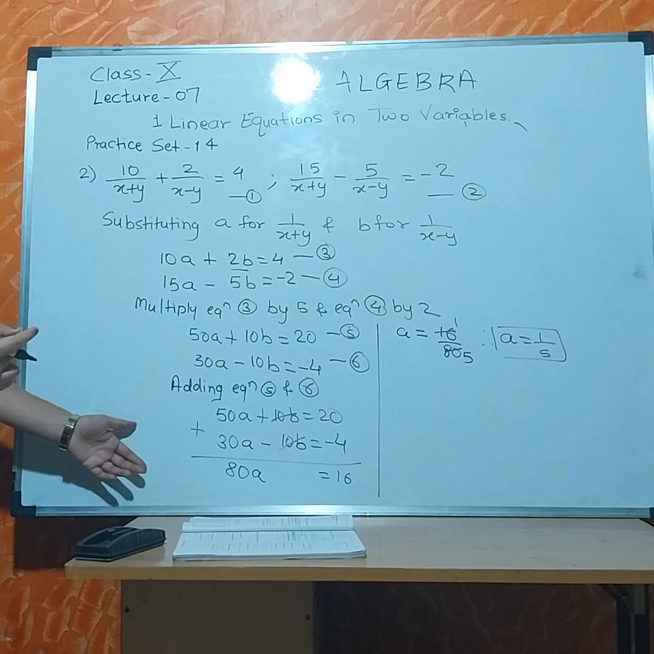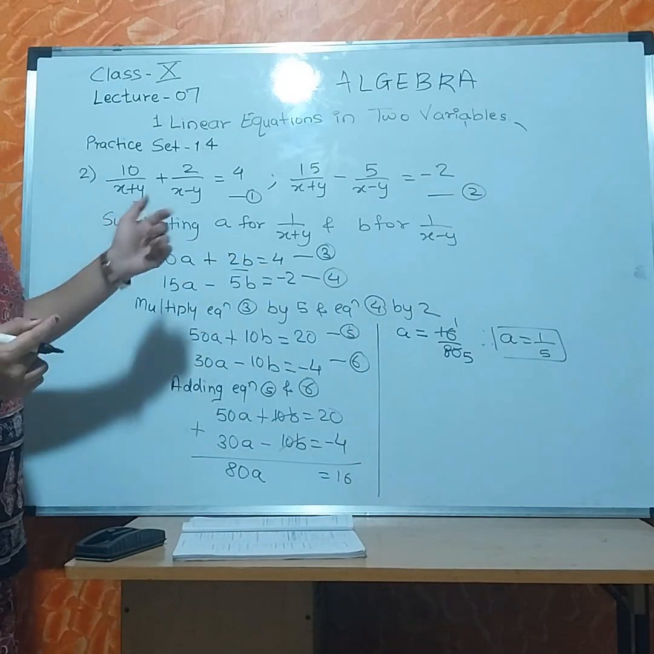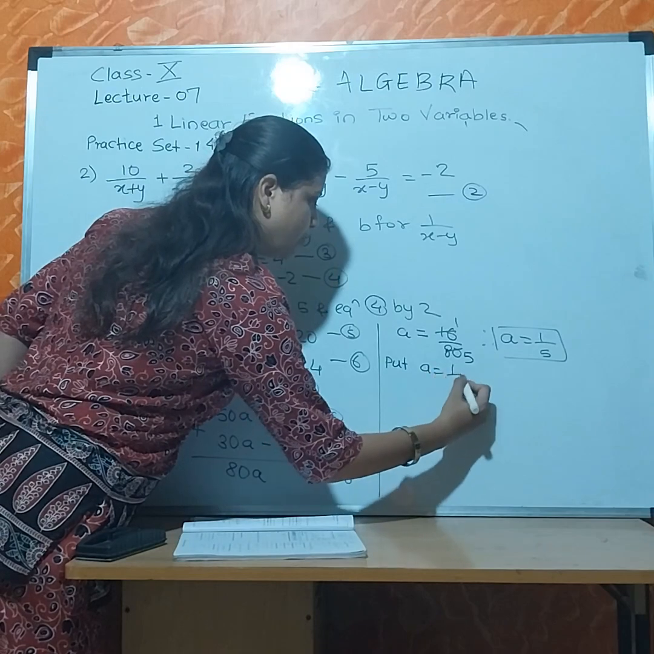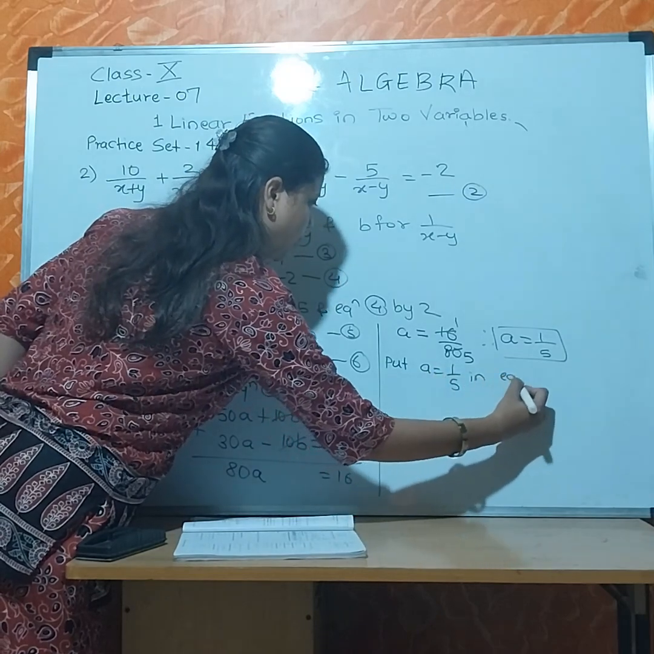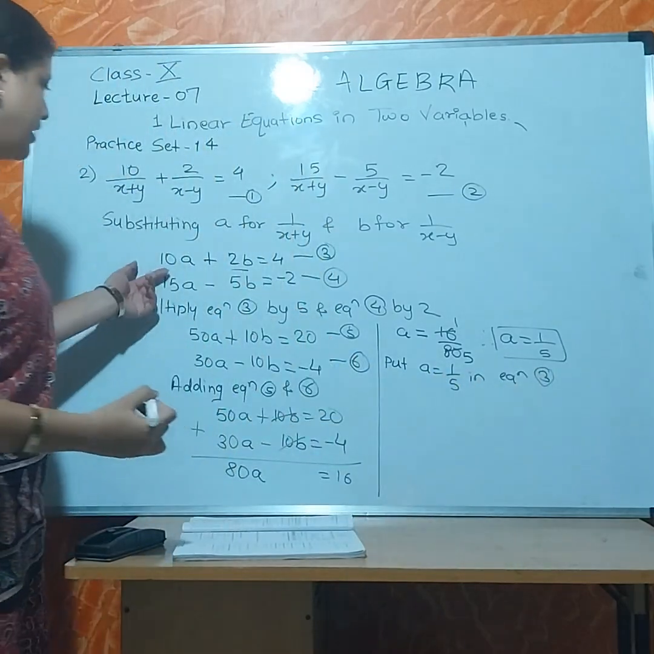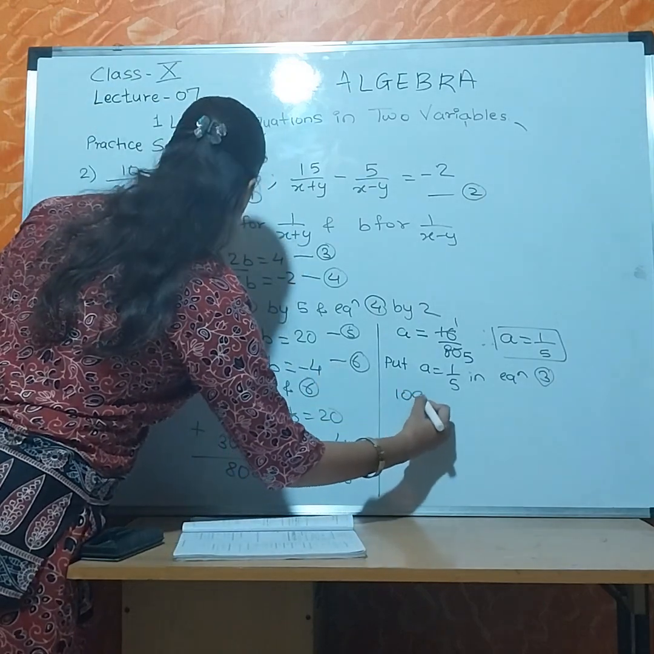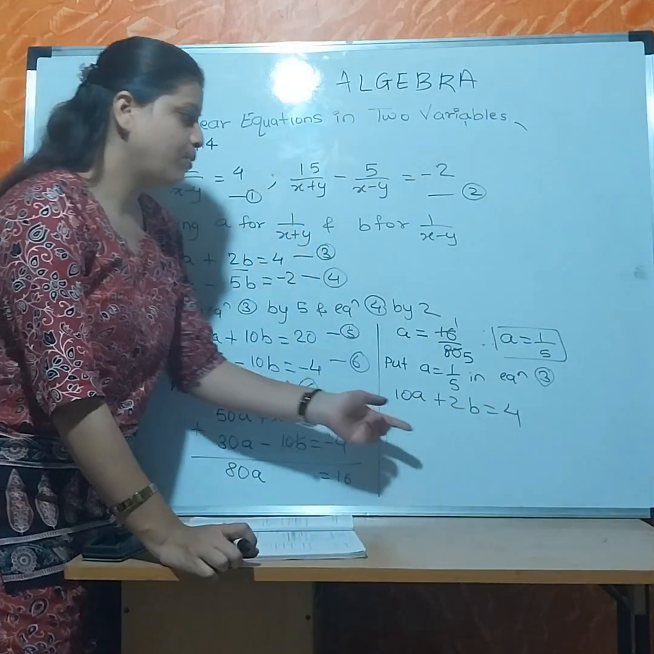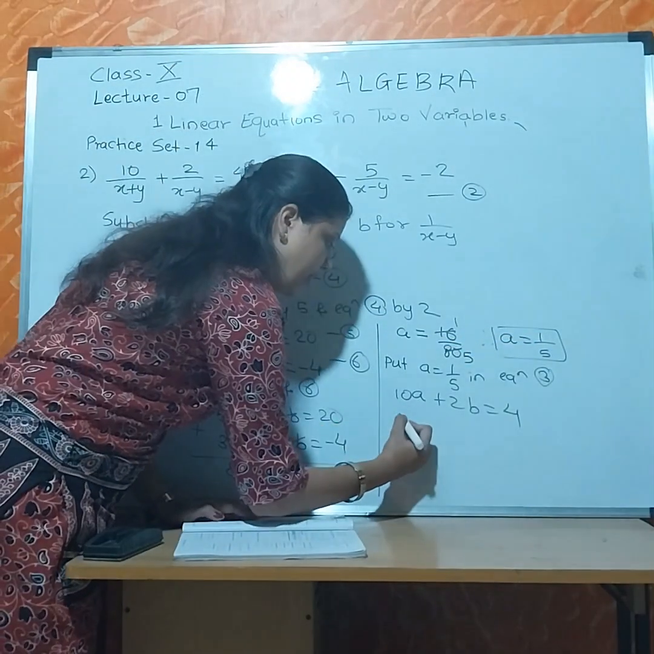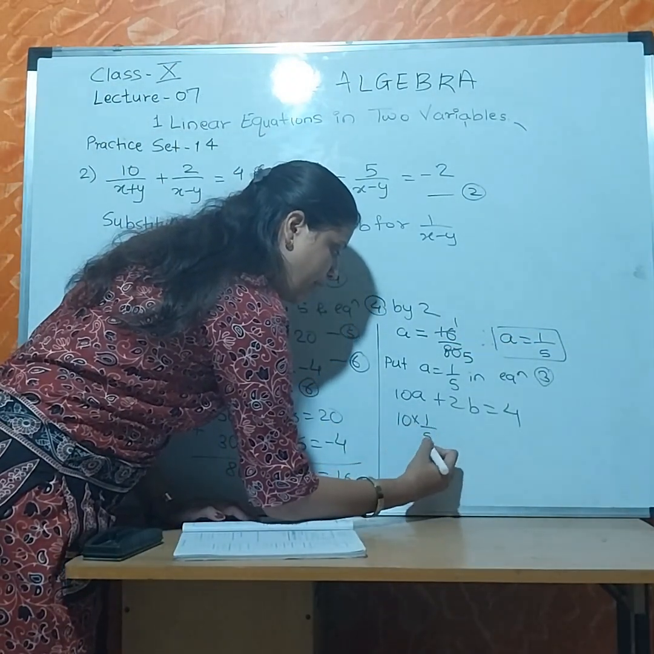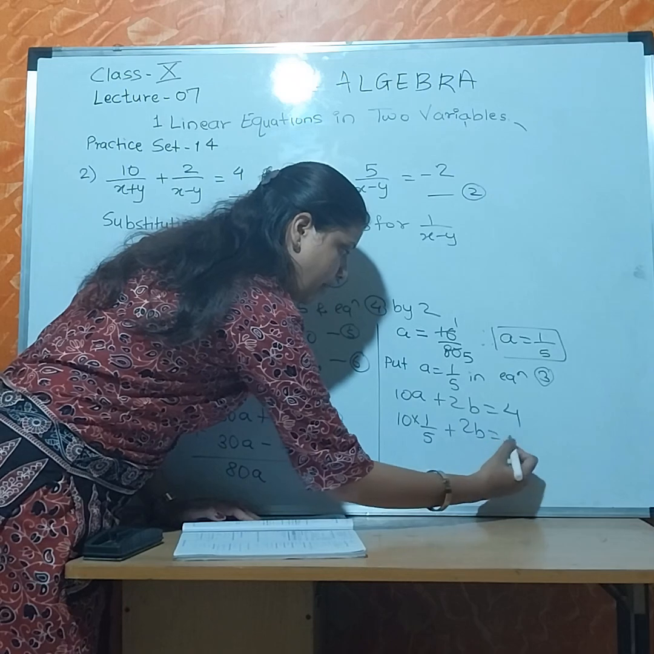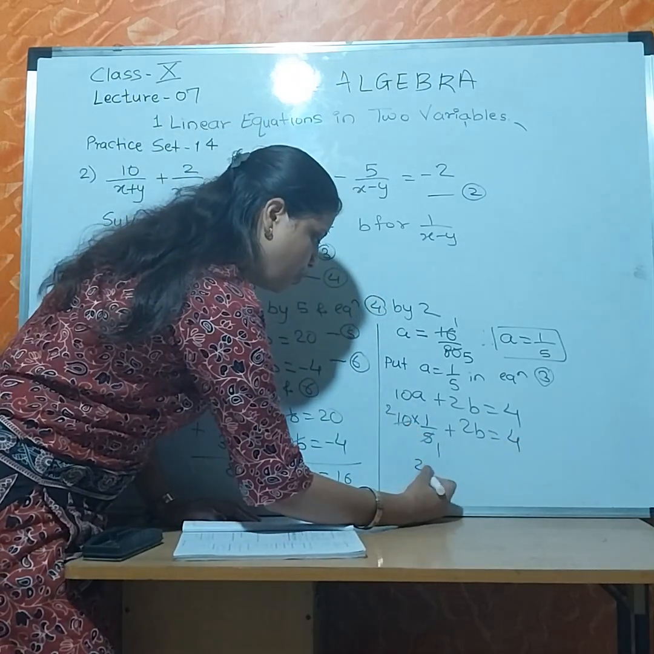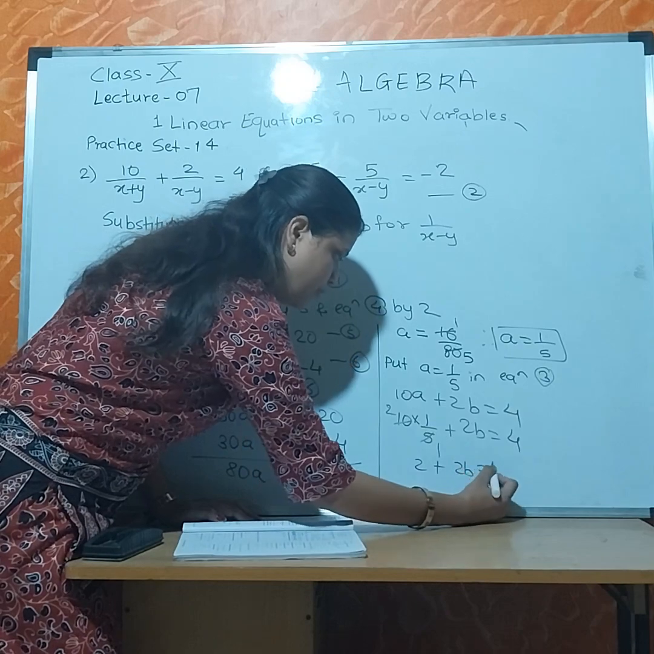Next, how to find the value of b? To find the value of b, we have to substitute the value of a in any equation. So put a is equal to 1 upon 5 in equation number 3. So what is the equation number 3? 10a plus 2b is equal to 4. So let us put a is equal to 1 upon 5 here. So 10 into 1 upon 5 plus 2b is equal to 4. 5 ones are and 5 twos are. So 2 plus 2b is equal to 4.